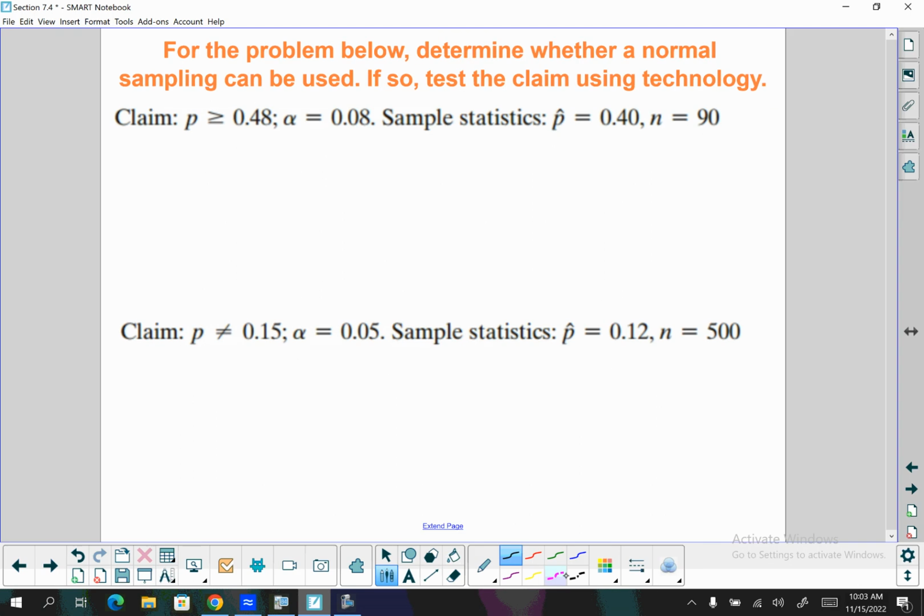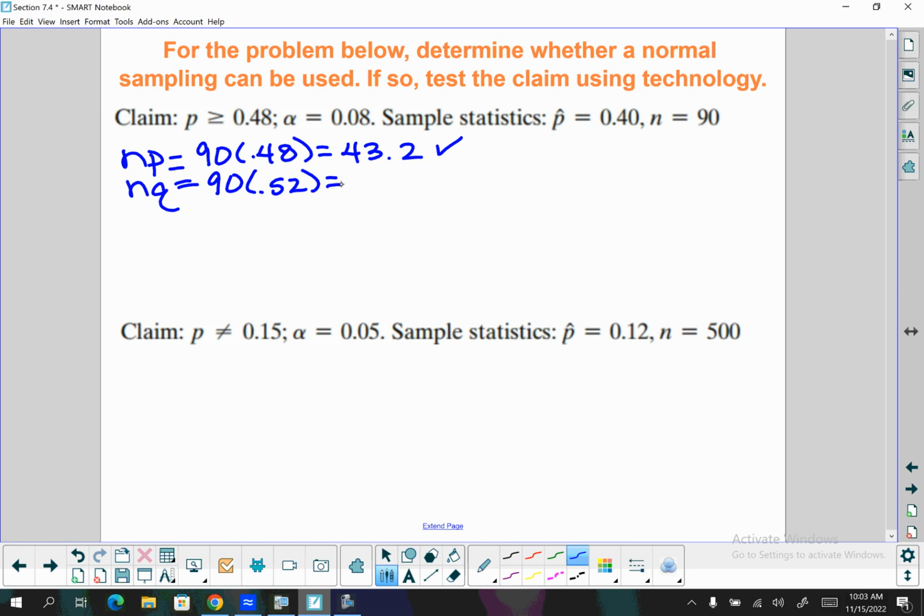Okay, so for the problem below, it says determine whether a normal sampling can be used. If so, test the claim using technology. So before we get to the calculator, we need to check our NP and our NQ. That's what it's talking about, to make sure our normal sampling is going to work for this, so we can do the hypothesis testing. They give us N, it's 90. P is 0.48, what we're hypothesizing about. That's in our claim there. So that's going to give me 43.2, so that guy's good. So if P is 0.48, Q is 0.52, which is 46.8, also good. Okay, so normal sampling can be used. My sample size is large enough, we're all set.